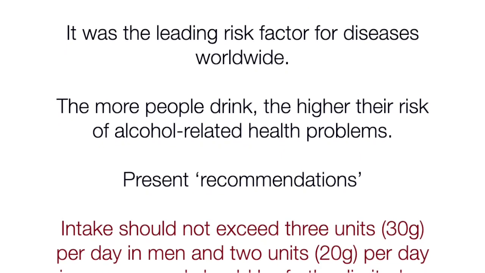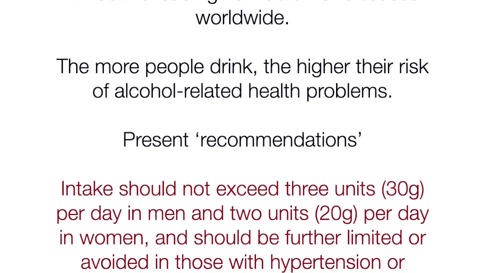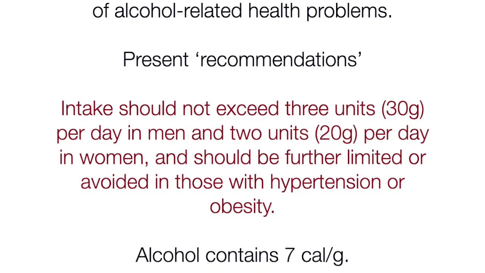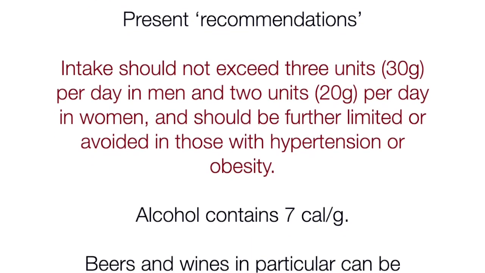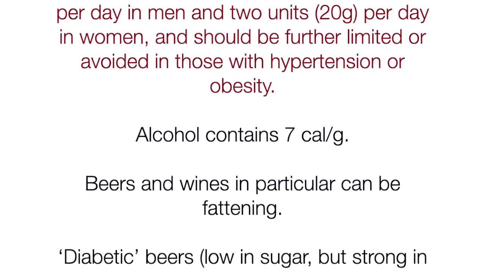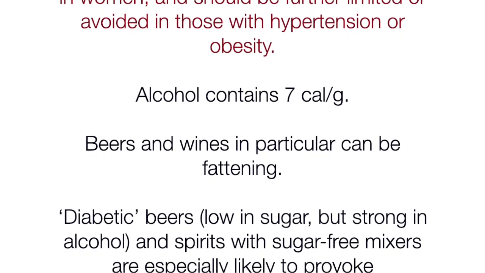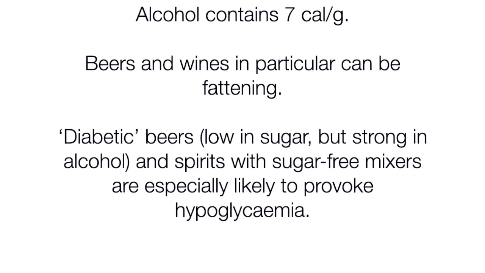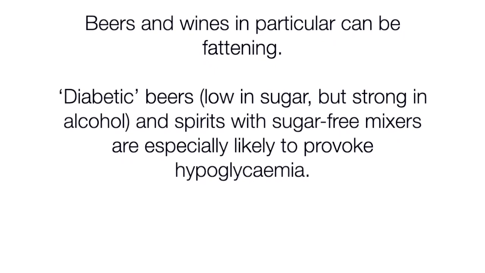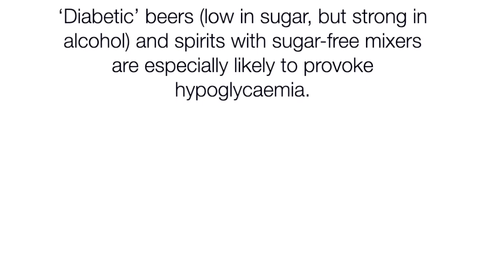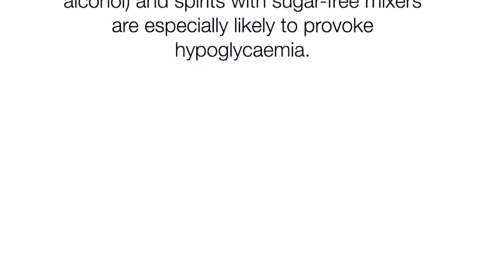Present recommendations, so-called recommendations: alcohol intake should not exceed 3 units, that is 30 grams per day in men, and 2 units, 20 grams per day in women, and should be further limited or avoided in those with hypertension or obesity. Alcohol contains 7 calories per gram. Beers and wines in particular can be fattening. So-called diabetic beers, low in sugar but strong in alcohol, and spirits with sugar-free mixers are especially likely to provoke hypoglycemia.